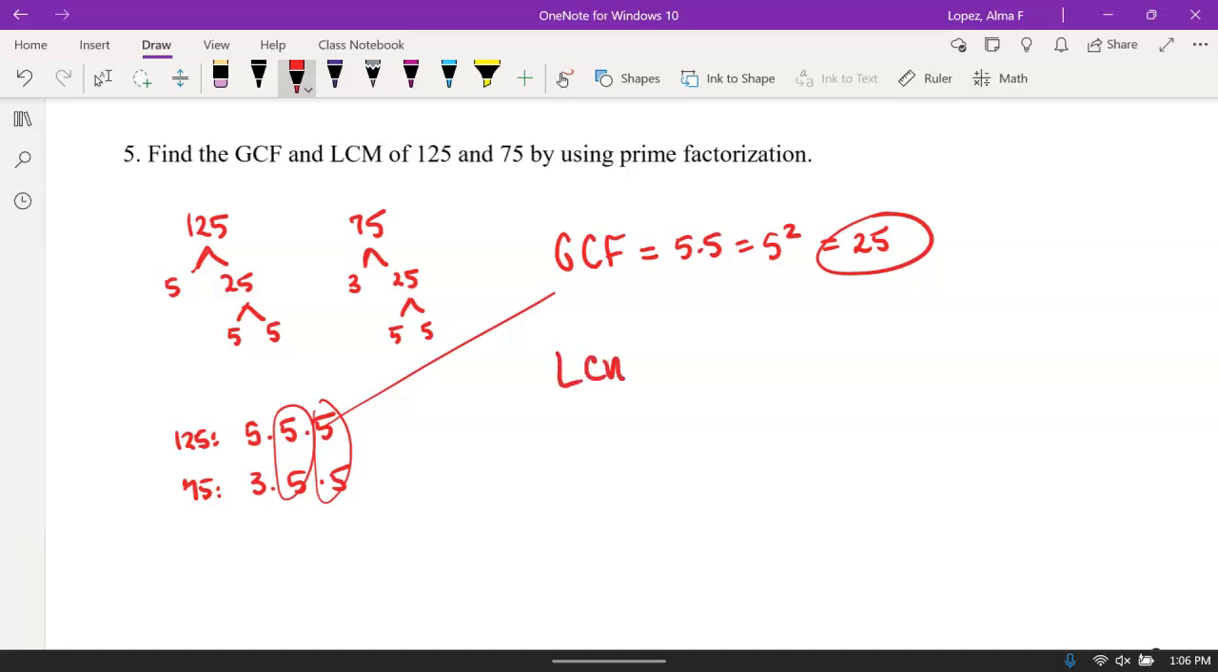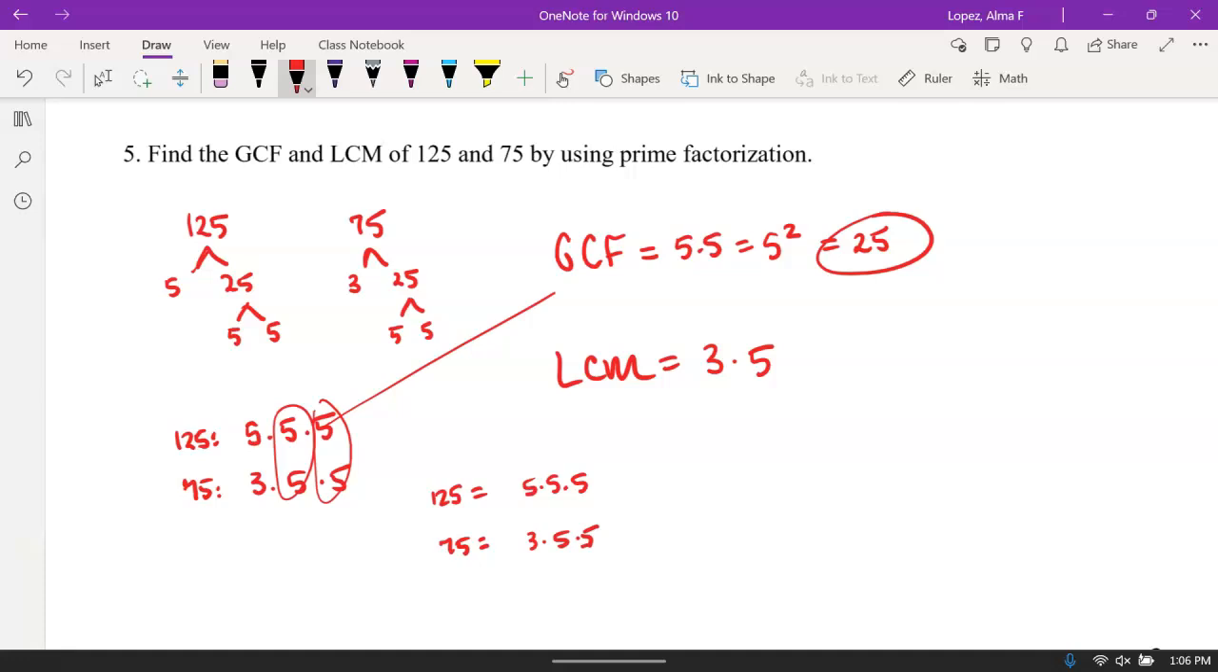For the least common multiple, I'll make another list. Let's see, I'm going to take the 125. It is 5 times 5 times 5, or I can write it as 5 cubed. And then 75 is 3 times 5 times 5. Now remember, for the least common multiple, you write down every number you see in either list. I see a 3 and a 5. Those are the only numbers I see used.